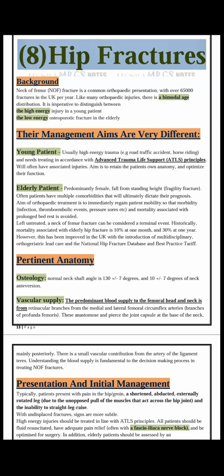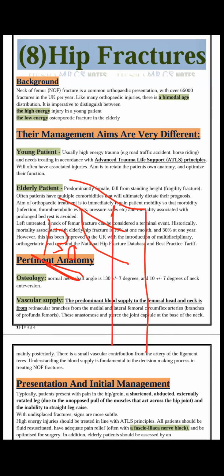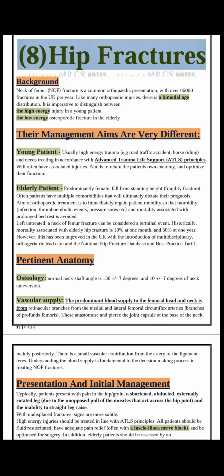In order to know the anatomy, you will have the angle which is between the femur itself and its neck. This angle is 130 degrees, and may increase or decrease by 7 degrees. Take care also that you have a slight anteversion of 7 degrees also. Then you have the vascular supply to the head of the femur.